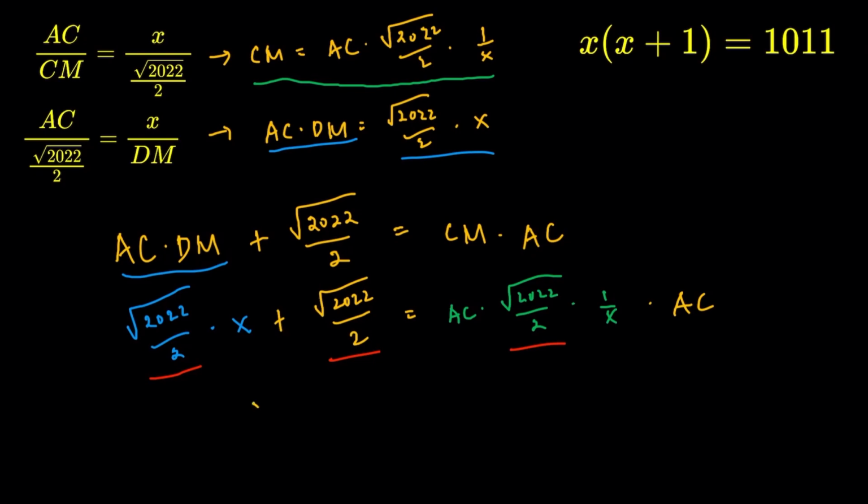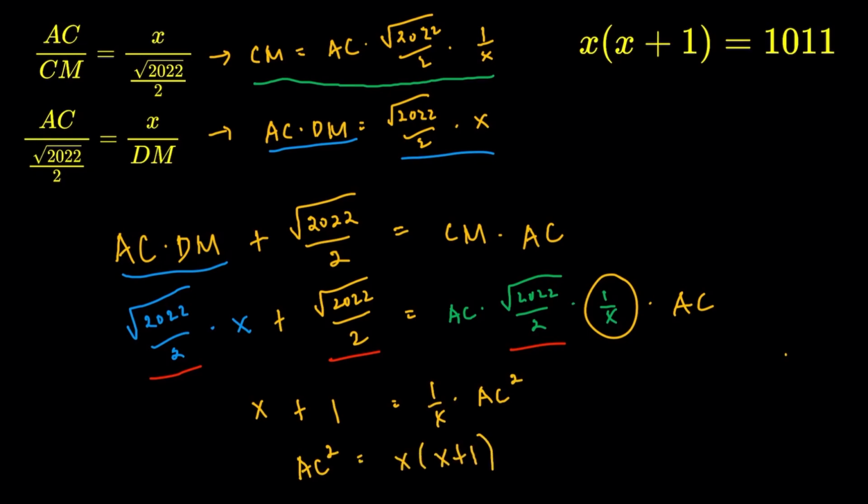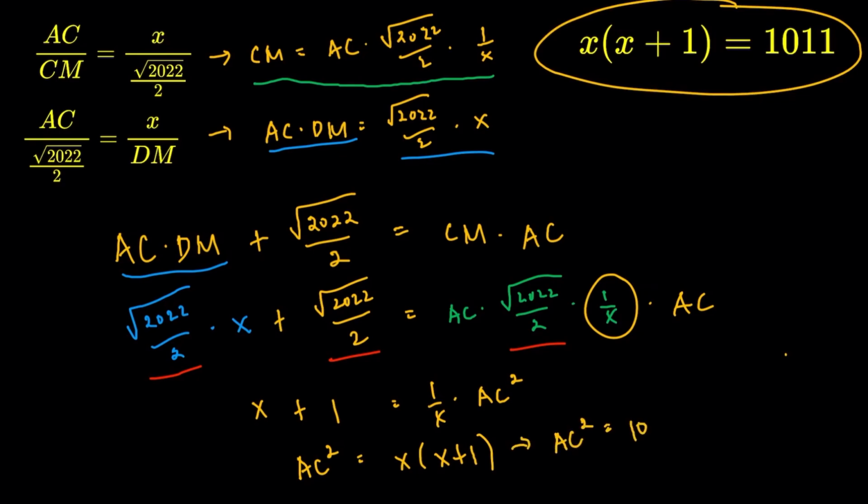So we're just going to have x plus 1 is equal to, let me put the 1 over x in the front, 1 over x times AC squared, right? Now, multiplying both sides by x, AC squared is equal to x times x plus 1. And that's pretty interesting because the last condition is used now. X times x plus 1 is 1011. So we do have that AC squared is equal to 1011. Pretty interesting. Everything cancels out nicely.